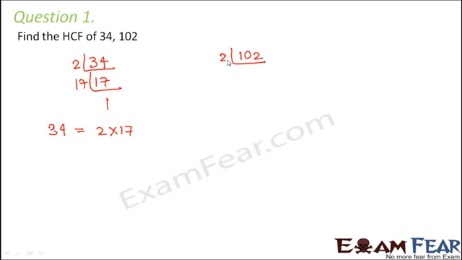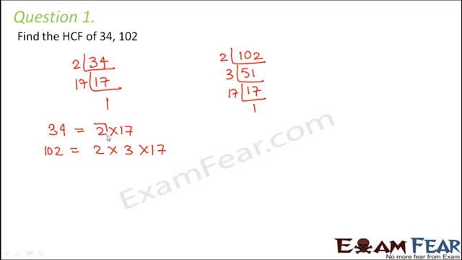Now let us do prime factorization of 102. So this would be 2 5s are 10, 2 1s are 2. This would be 3 1s are 3, 3 7s are 21. So this would be 17 into 1. So 102 can be written as 2 into 3 into 17.